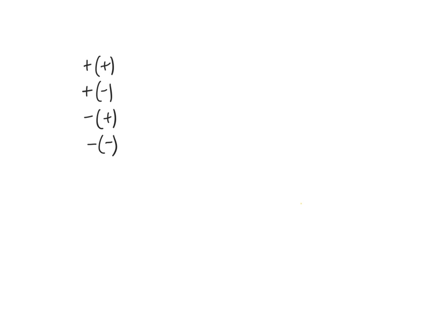When you multiply two positive numbers together, you get a positive. When you multiply a positive and a negative, you get a negative. When you multiply a negative and a positive, you get a negative. And when you multiply a negative and a negative, you get a positive.